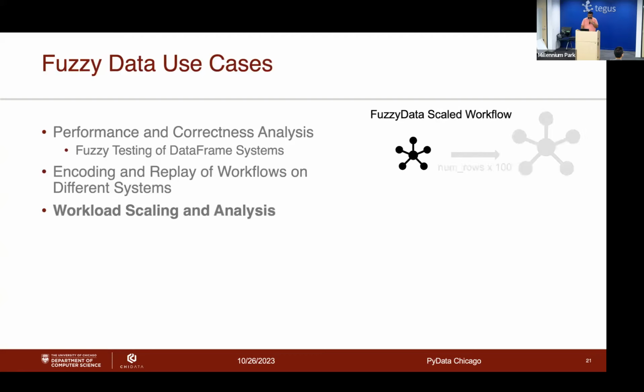The other thing you could do is take a workflow and scale all the artifacts up. You could say, this workflow has these data frames that are maybe 100 rows. Let me scale that up to 1,000,000 rows and see what happens. That's another thing that you could do with fuzzy data.